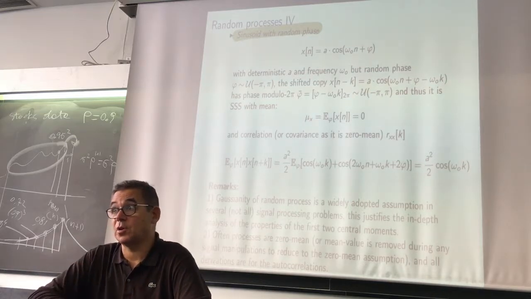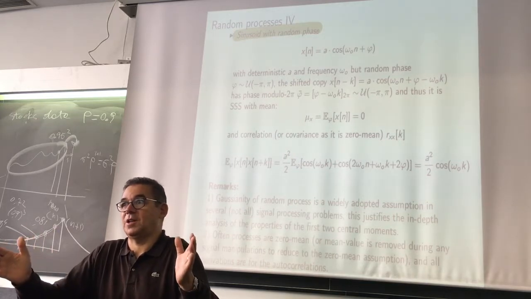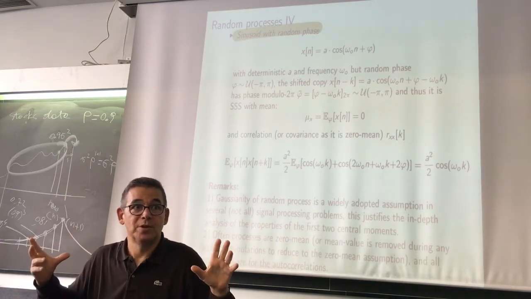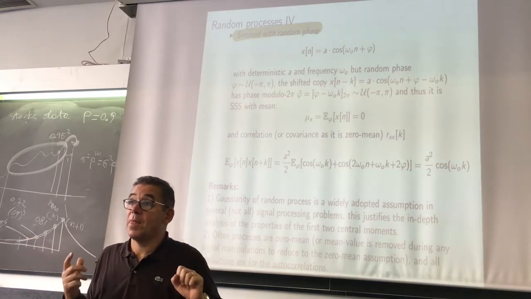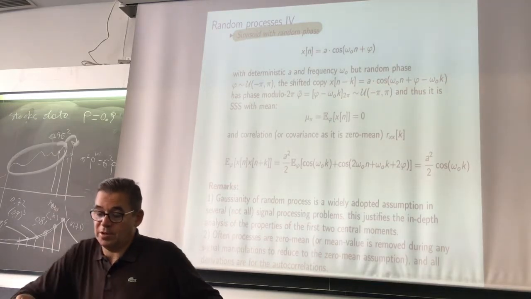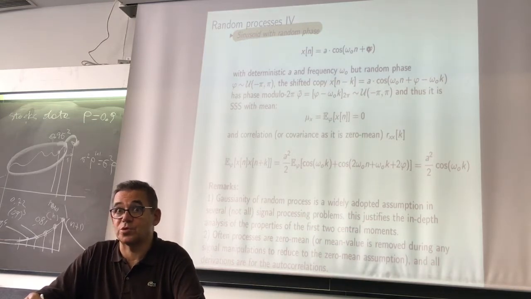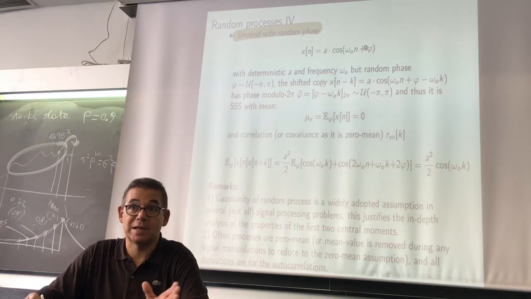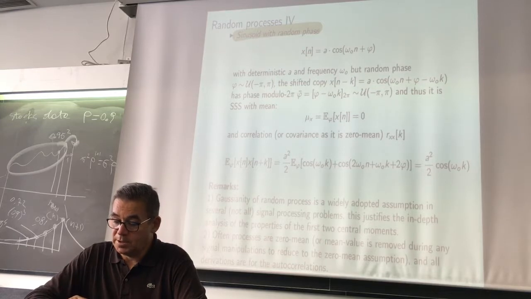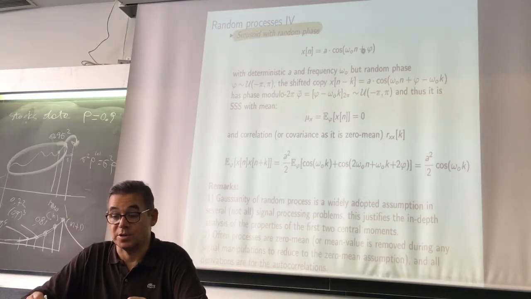Now, is it a random process? Well, since in every experiment I can choose a phase and the phase is random, this is a random process. It's random because the phi is random. Now, let's assume that the phase is random and is taken from a uniform distribution between minus pi and pi, minus 180 degrees to 180 degrees. So now I can try to evaluate the statistical properties of this random process.